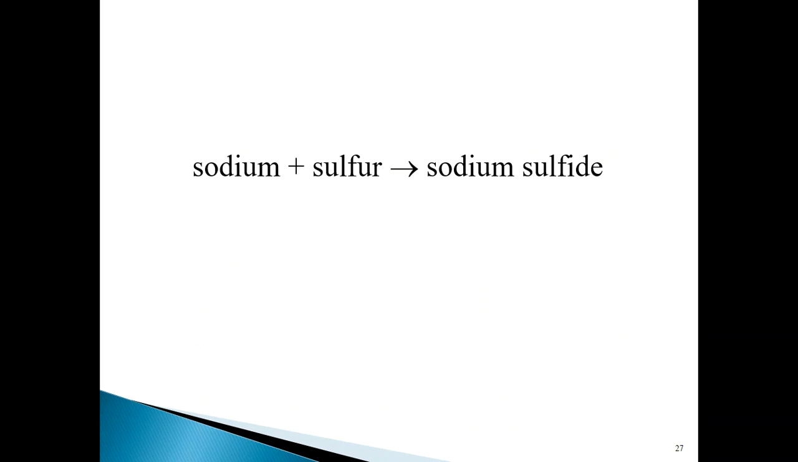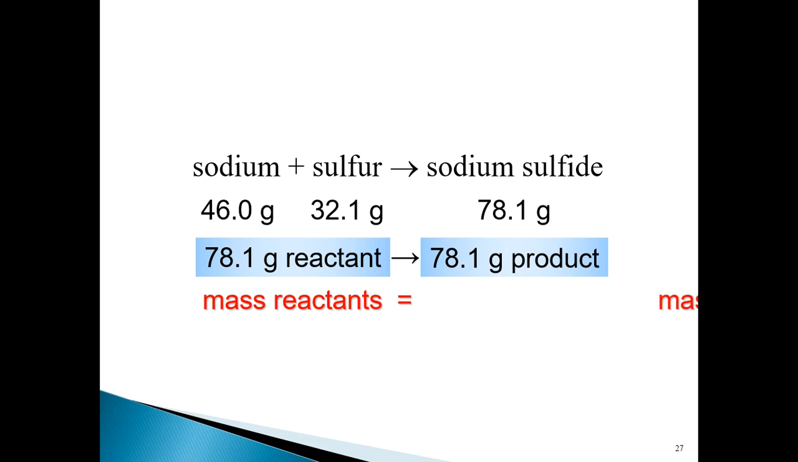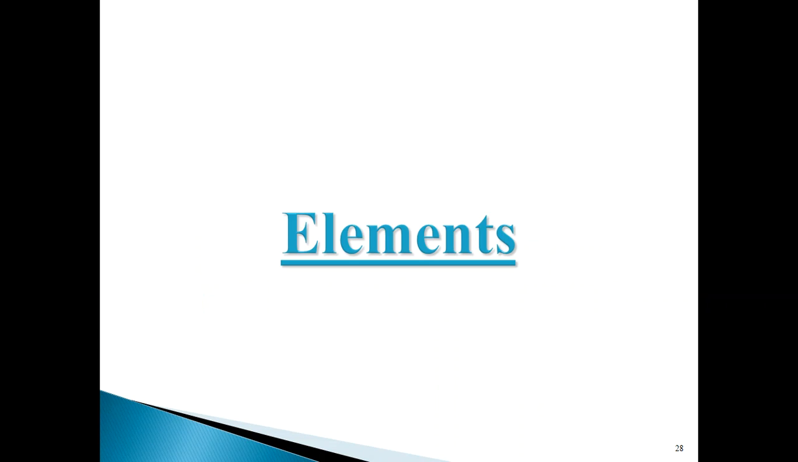All right. To illustrate this, we look at the reaction between sodium and sulfur to form sodium sulfide. In this particular experiment, they weighed 46.0 grams of sodium and 32.1 grams of sulfur, did the reaction, and weighed the mass of the product. And what you'll find is that the total mass of the reactants will be equal to the total mass of the products. This is generally true in most cases for any chemical reaction. The mass of the reactants will be equal to the mass of the products.